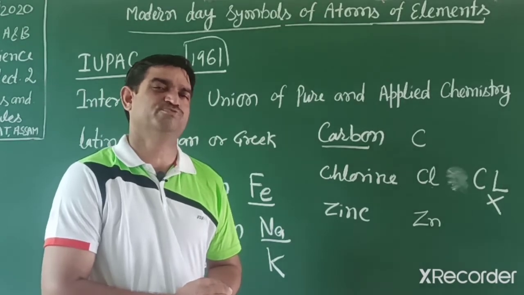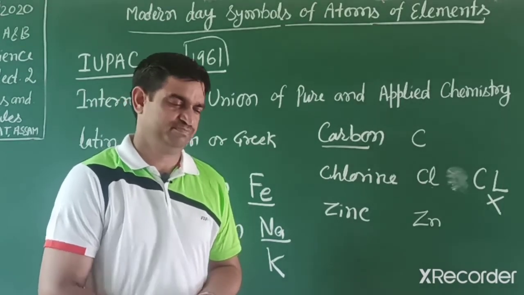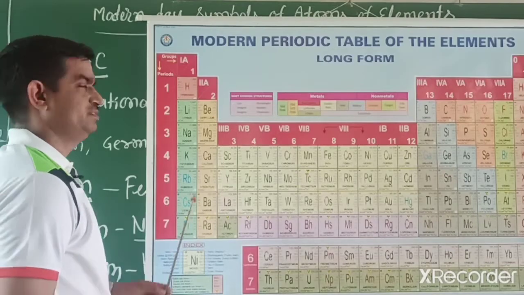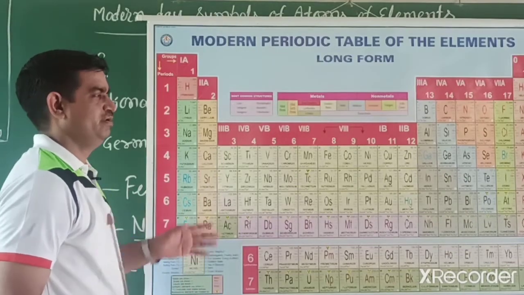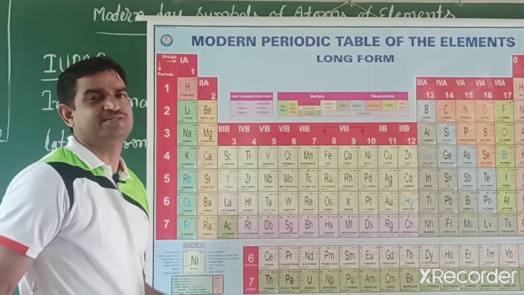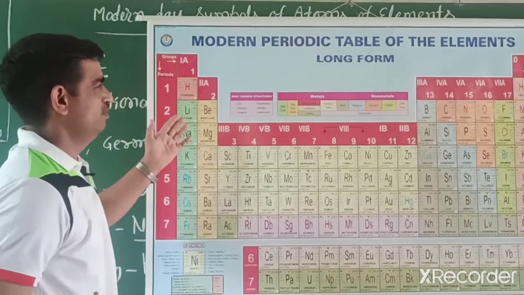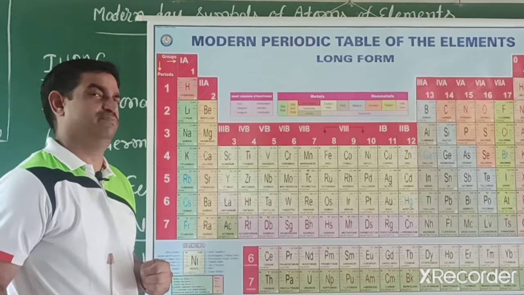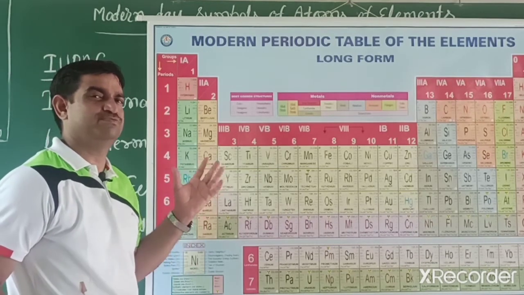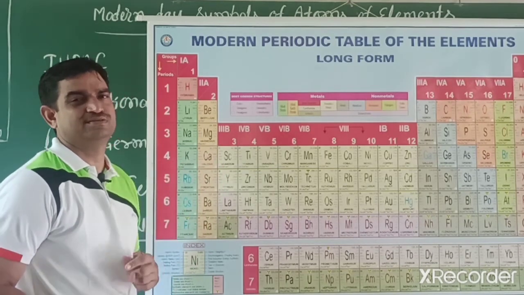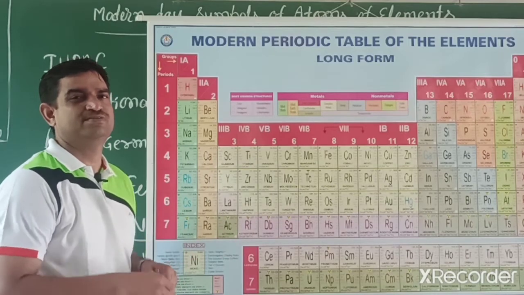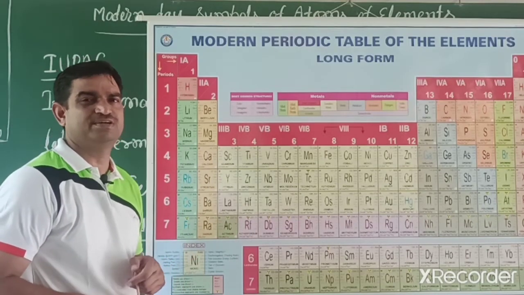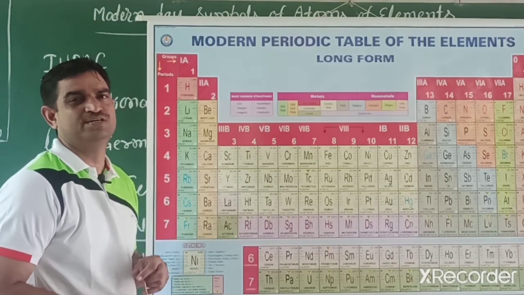Now students, I show you the modern periodic table, in which all the elements are given with their symbols. In the long form of the periodic table, 118 elements are shown. All the elements are unique. They are represented by a characteristic symbol, and generally you have to learn these symbols because we have to write further, after different chemical reactions, the formula of a compound.